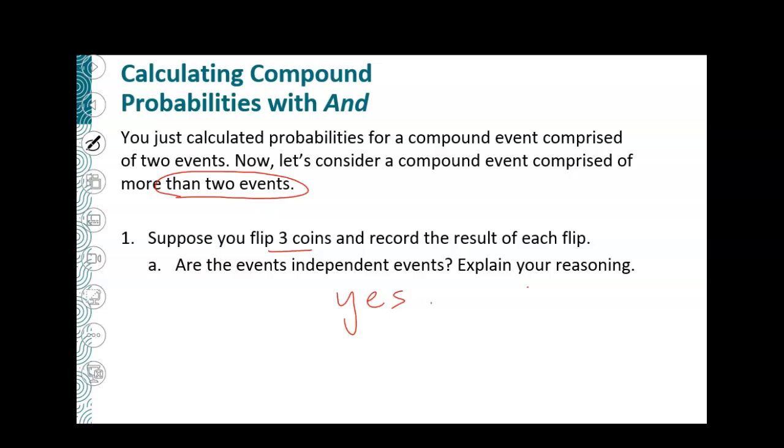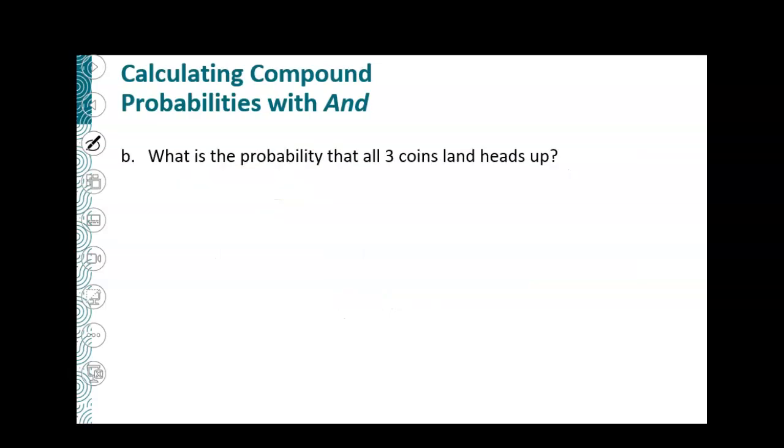Okay. Next question. What is the probability that all 3 coin flips land heads up? So how many fractions should I have? 3. Okay, what's the first fraction? 1 over 2. 1 over 2 times 1 over 2 times 1 over 2. That's 1 over 8.